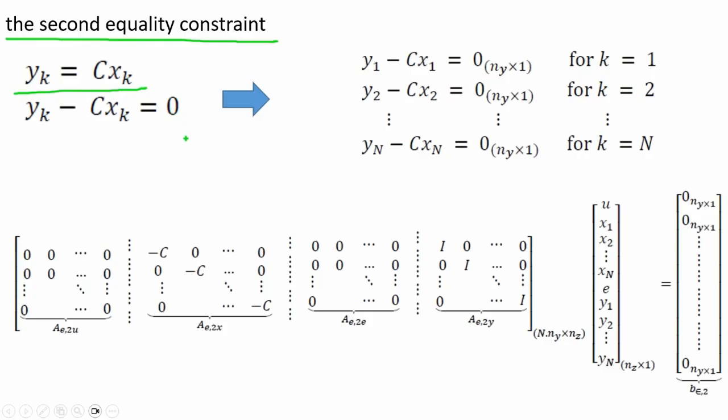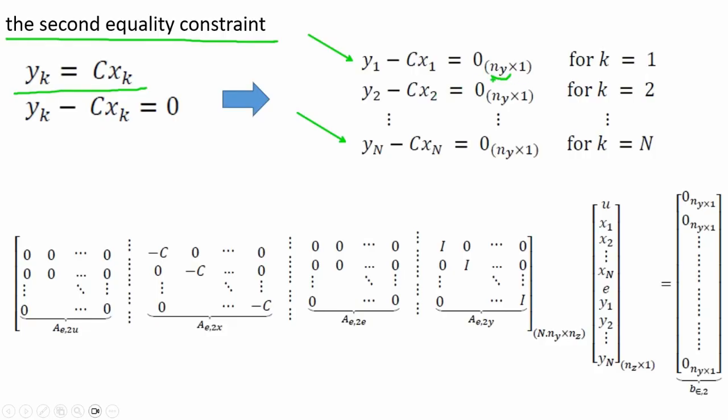Here also, we should satisfy this second equality constraint for the whole prediction horizon, starting from k equals 1 to k equals n. Now, one more time, let me tell you that for a system which has more than one output, for each time step, obviously, we'll have more than one output. So, this 0 will be more than 1. For example, if we have a system where there are ny number of outputs, then this will have ny number of outputs for each time step.